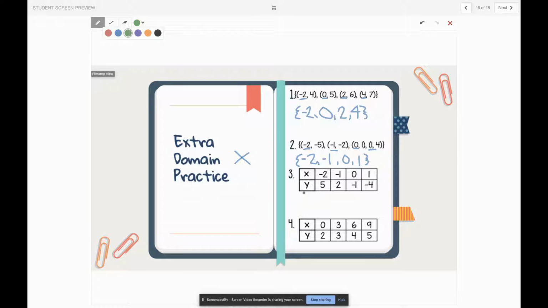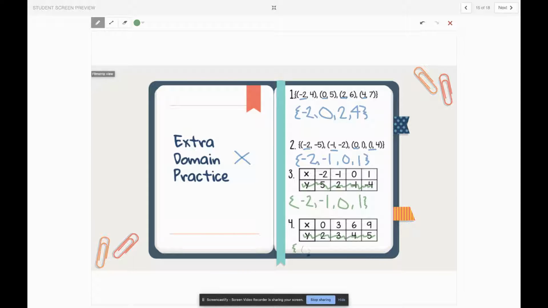My next two problems, I have tables. Remember, we don't care about our Y's. We're only taking a look at our X's. So for this first one, my X's are -2, -1, 0, and 1. I just have to list those values.